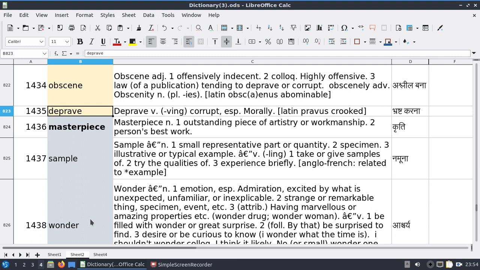Masterpiece. Masterpiece means an outstanding piece of artistry or workmanship. So generally, it is the best work of a person.